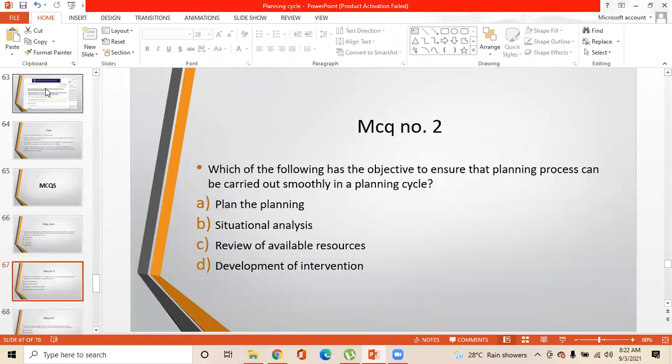MCQ number 2: which of the following has the objective to ensure that the planning process can be carried out smoothly in a planning cycle? A is plan the planning, B is situational analysis, C is review of available resources, and D development of interventions. A, plan the planning. Yes, A is the right answer. Plan the planning has the objective to ensure that the planning procedure can be carried out smoothly.